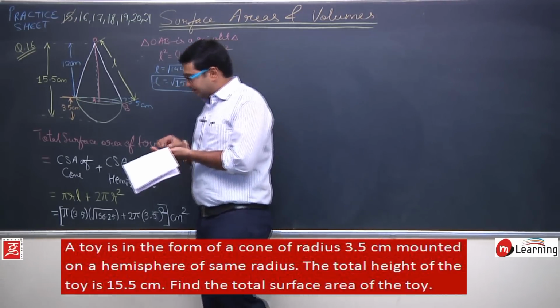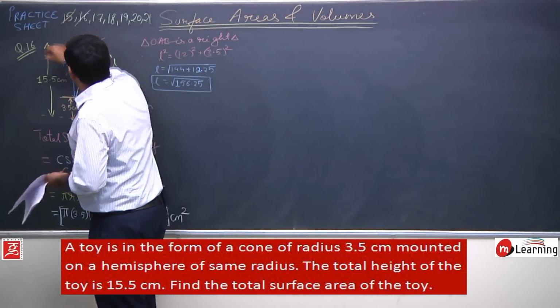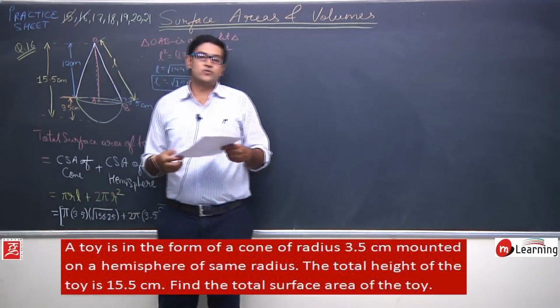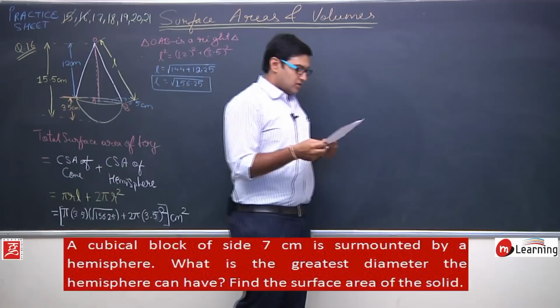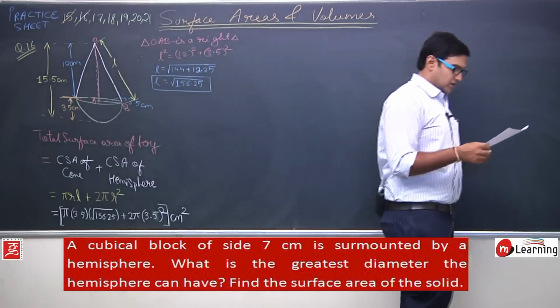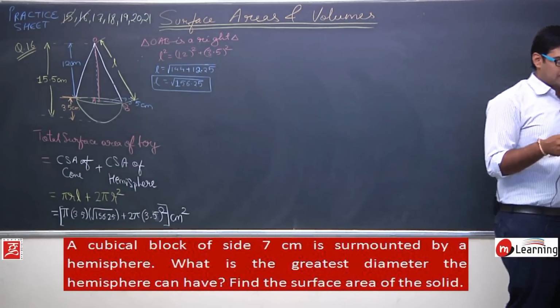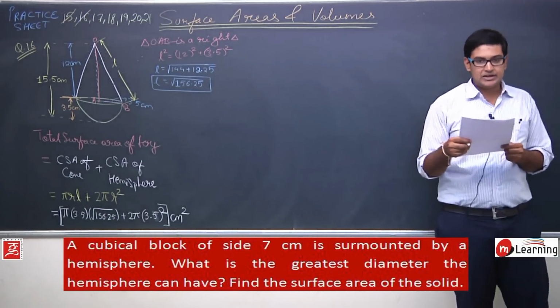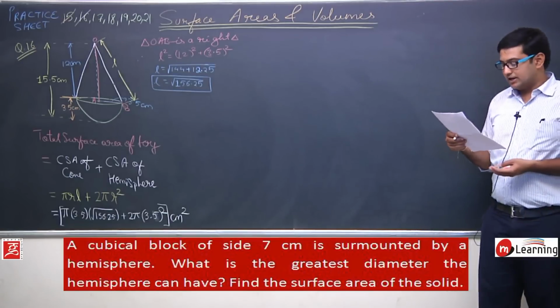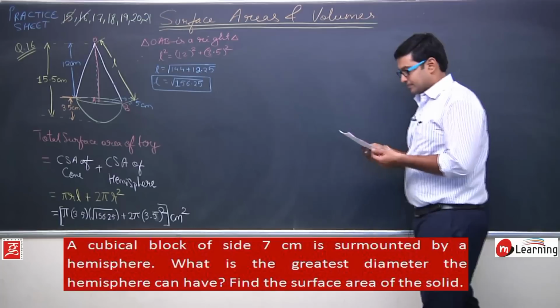So this is the solution for question number 16. Let us move to question number 17. Question number 17 says a cubical block of side 7 centimeters is surmounted by a hemisphere.